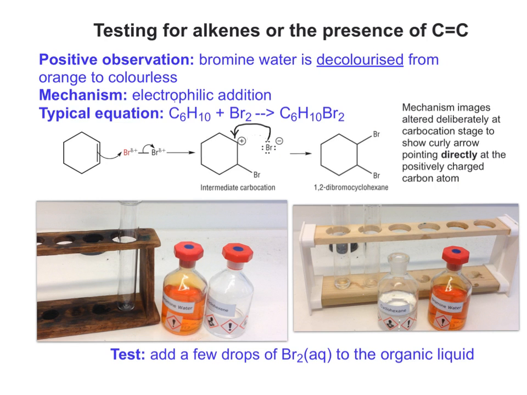So what I've got on this one is the mechanism and the typical equation. We're going to use cyclohexene as our alkene. You can see in the photographs, which I'm going to turn into videos in a second, that we've got bromine water and cyclohexene on one side, and bromine water, and we're going to test it with cyclohexane on the other side. So I'm going to play both clips together, and we're going to look for bromine water being decolorized from orange to colorless via an electrophilic addition mechanism.